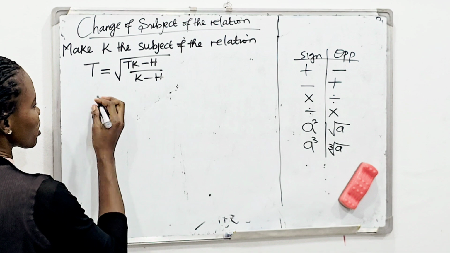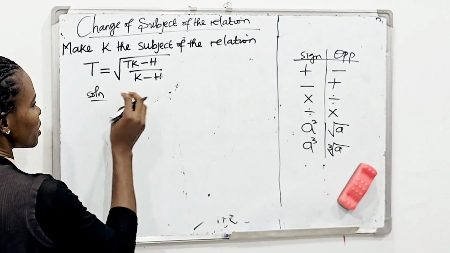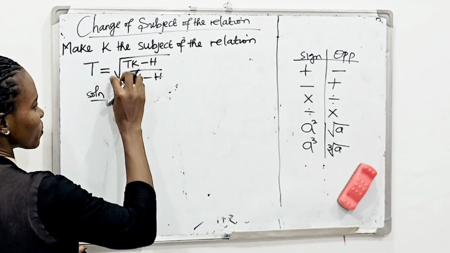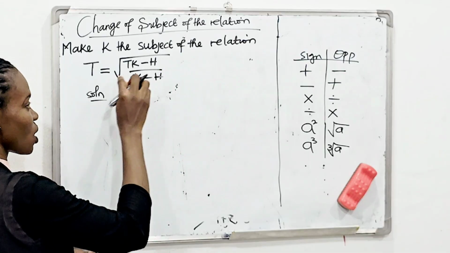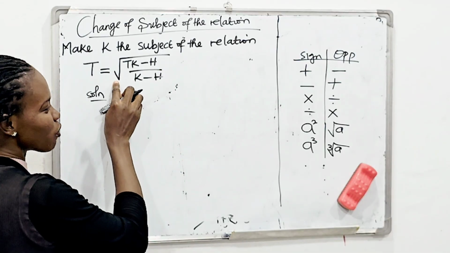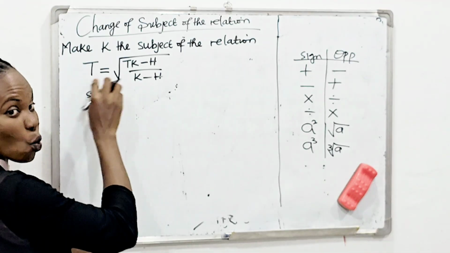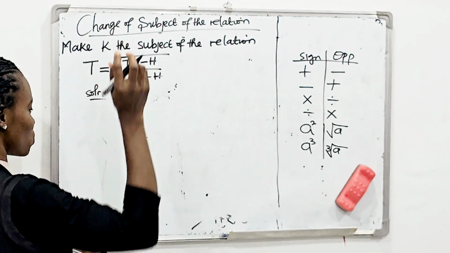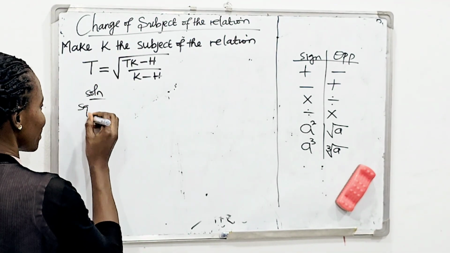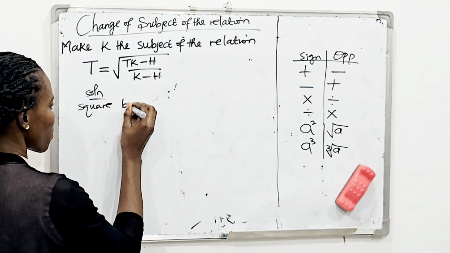Okay, so the first thing I'm going to do here is to remove this square root. And what is the opposite of square root? The opposite of square root is square. So in other words, I'm going to square both sides so that this square root will go. So I will square both sides.